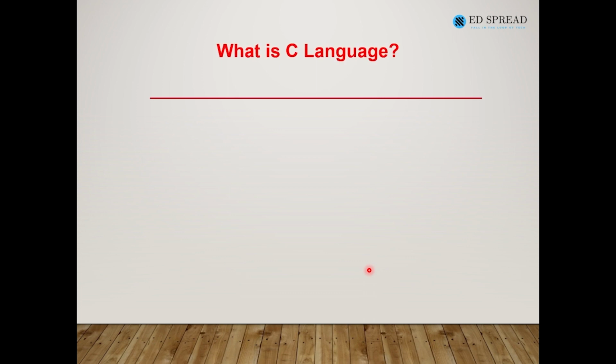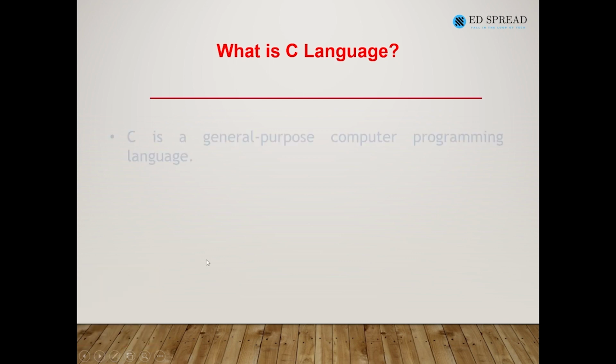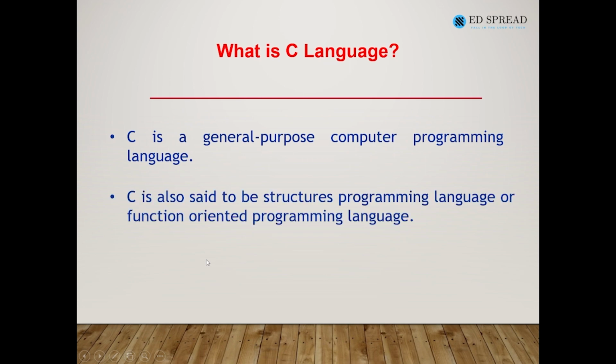So, what is C language? C language is a general purpose computer programming language. C is also said to be a structured programming language or function oriented programming language. And C is a high level programming language as it is comfortable for us to write it.